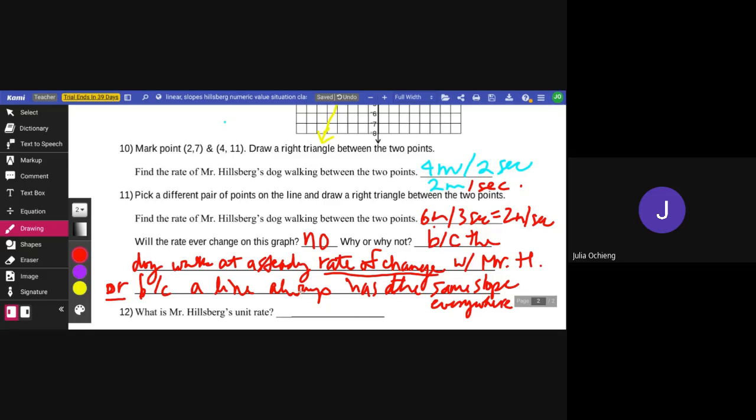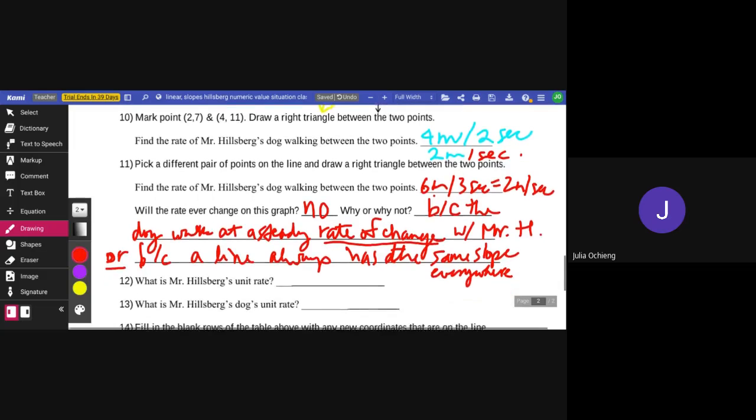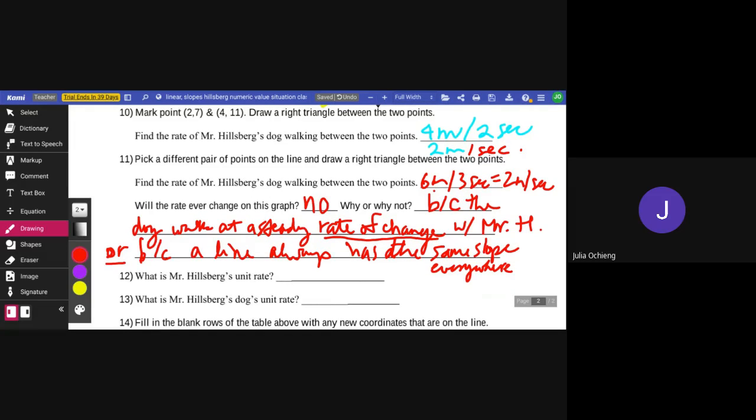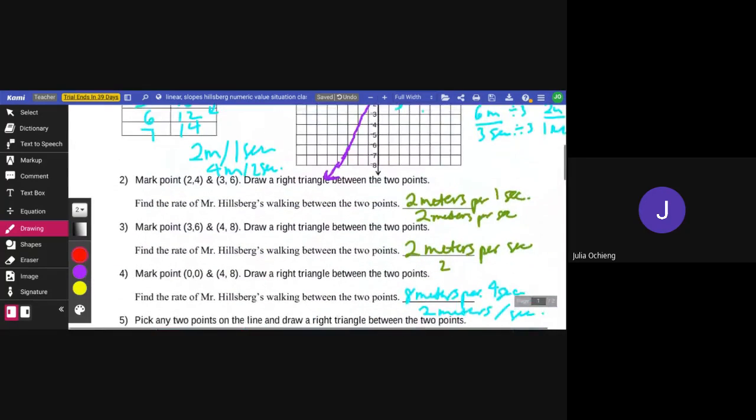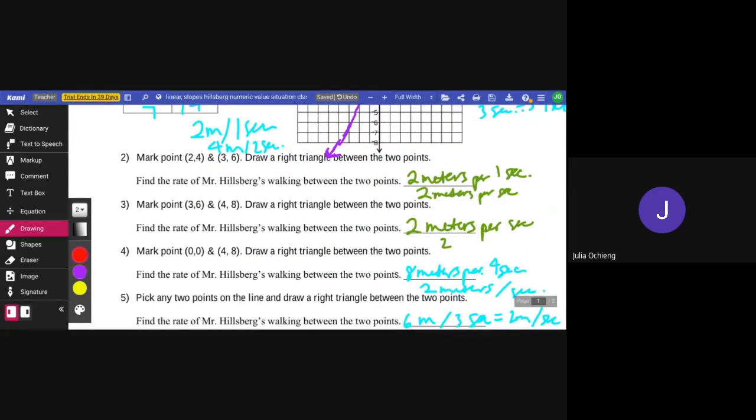Okay. What is Mr. Hillsberg's unit rate? Well, the unit rate is the rate for every per 1 second or per 1 whatever. So the second part of the rate is 1. So for example, 4 meters per 2 seconds is not a unit rate because that second number is a 2. So that's not going to work. So we're looking for whenever the second number is 1. So if we go back to Mr. Hillsberg's unit rate, 2 meters per 1 second is a unit rate. 2 meters per second is a unit rate.